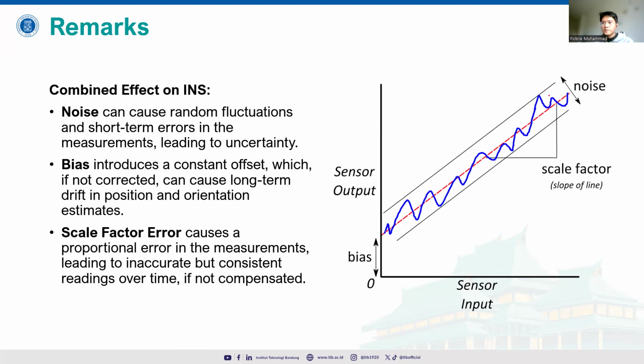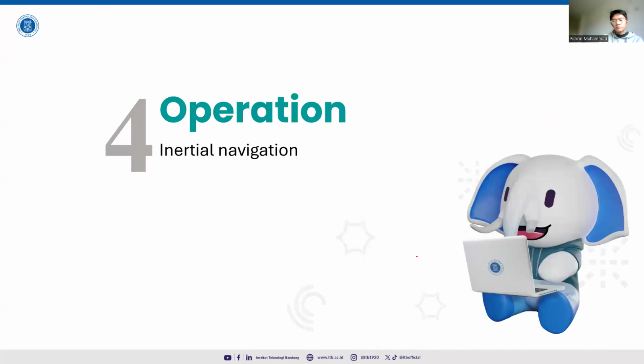All right. As we can see here in the pictures, the noise and the bias start in the initial positions, and the scale factor which is applied is constant. Next, we're going to talk about the operations for our initial applications.